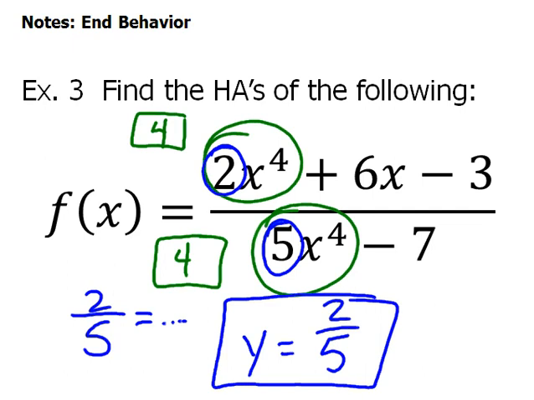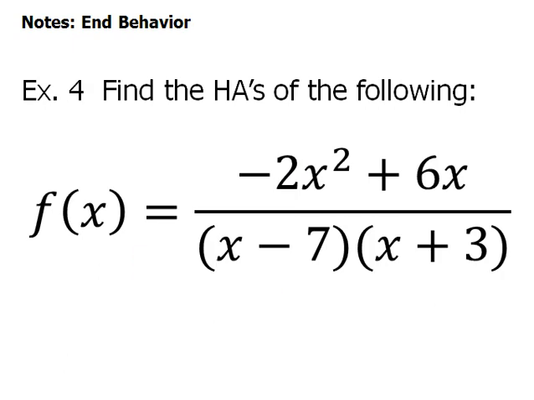Okay, we're going to do one last example, and then we out of here. Example 4. We have the rational function that's given to us. Now, these are more of the complexity that you'll probably see. It's not going to be so apparent. Sometimes you'll have to factor, and sometimes you'll come across the answers that we see here. So, let's look at the numerator. Our leading term is negative 2x squared. That has a degree of 2.